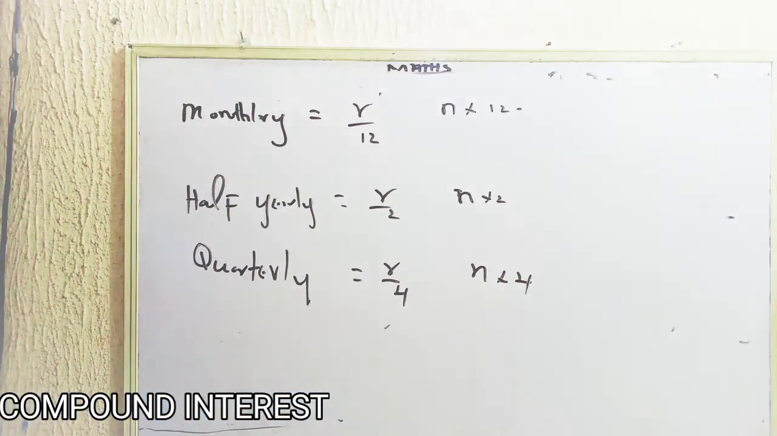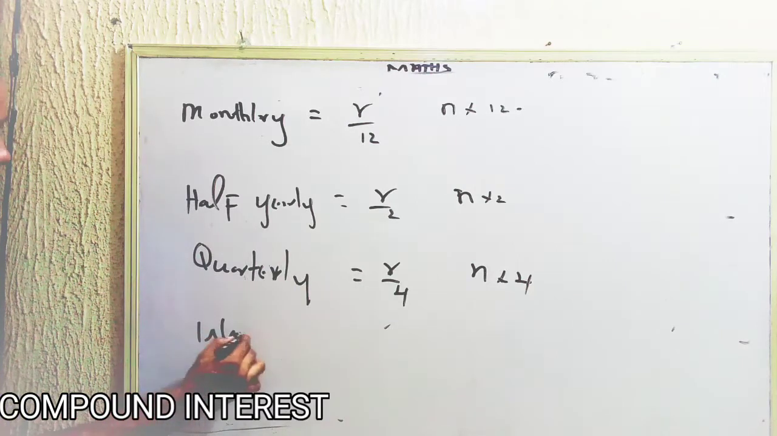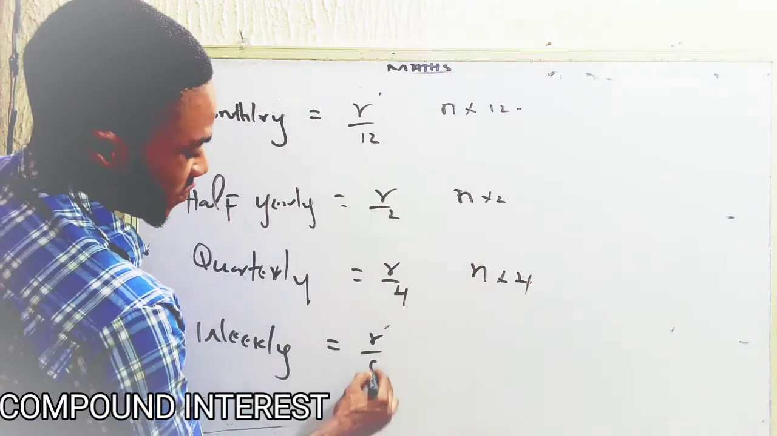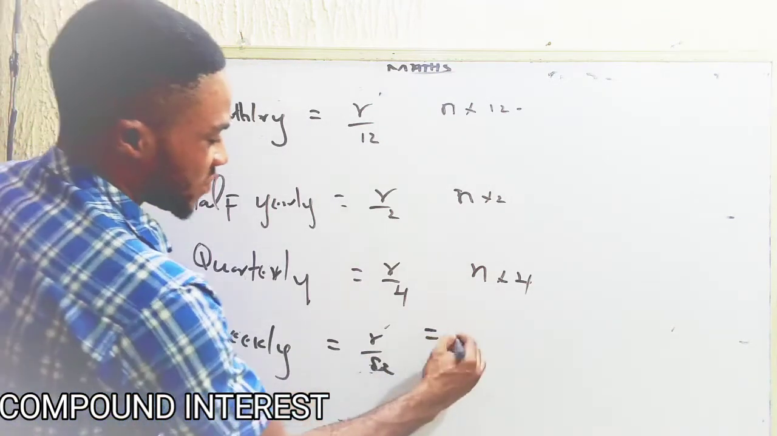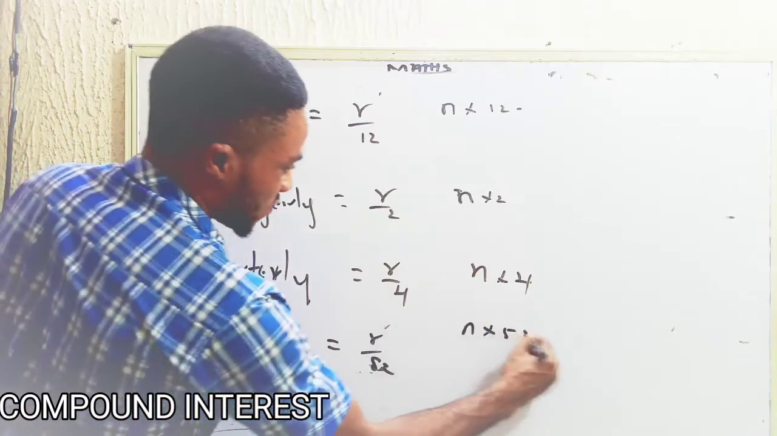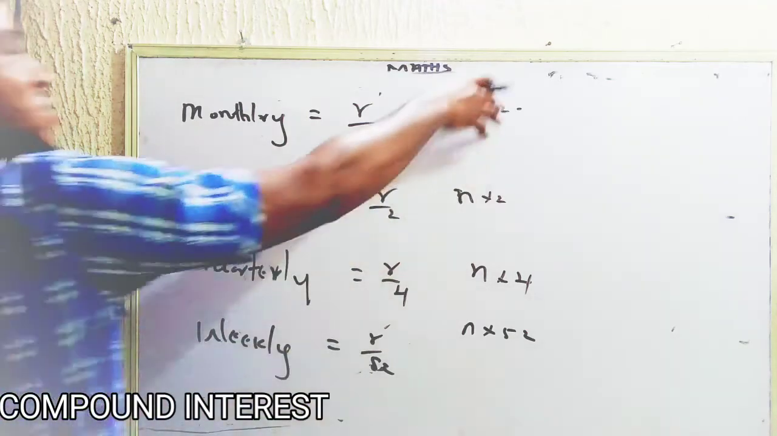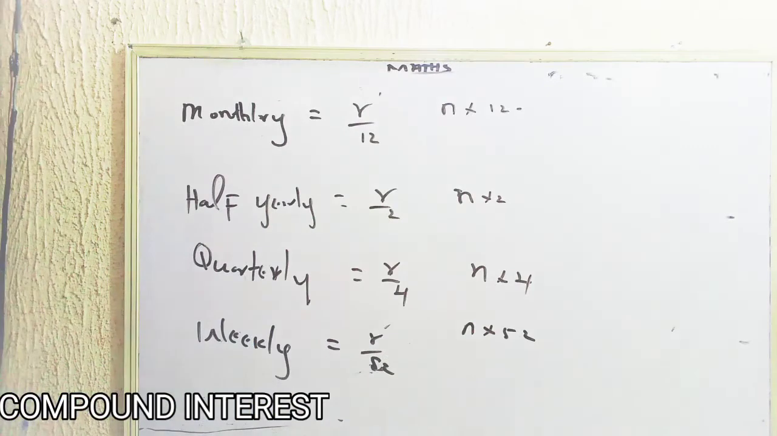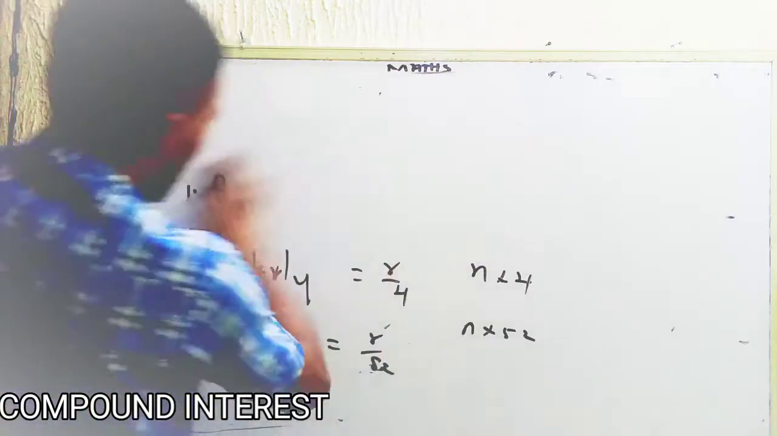If you hear the word weekly, I'll have R divided by 52, because 52 weeks makes a year, and then we multiply the time by 52. So you should take note of it. Although, when I'm solving any question, you will see how I'm going to manipulate this. I'm going to solve one to illustrate that. So I will take my first example on that to buttress my points.